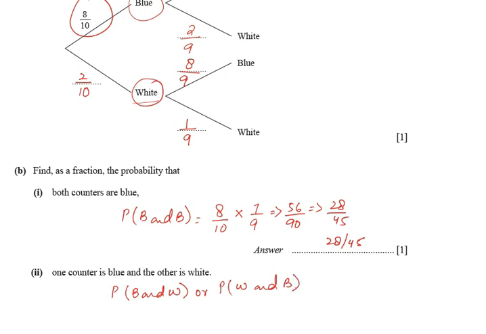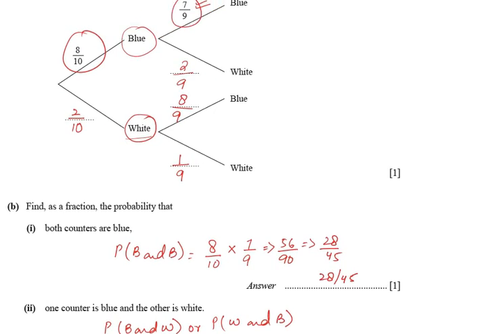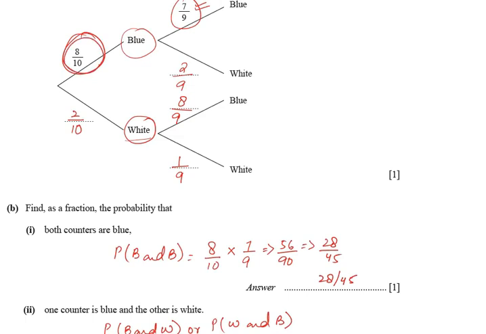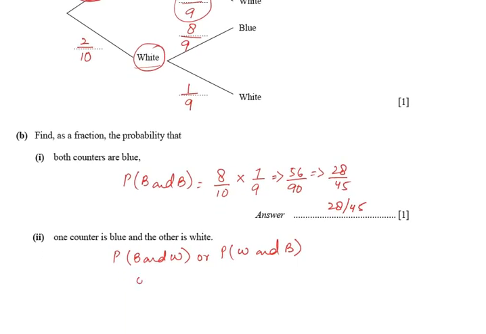Now if we substitute all these probabilities, the first one is blue and second is white. So first blue means 8 upon 10. Second white means 2 upon 9. So 8 upon 10 multiplied by 2 upon 9. Then in place of or we will write a positive sign. Then white multiplied by blue. So the probability of white is 2 upon 10 and the probability of blue is 8 upon 9. So 2 upon 10 multiplied by 8 upon 9.